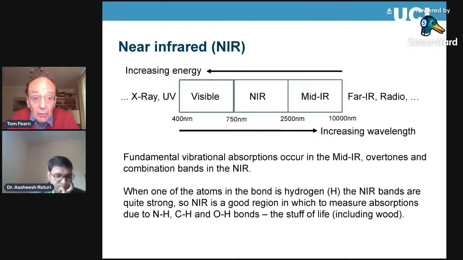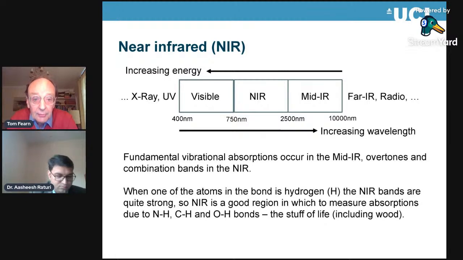And some of those are really quite strong, and in particular, the ones that are of most interest when we do near-infrared spectroscopy are ones involving hydrogen as one of the atoms. And the NIR bands, the overtones and combination bands, are particularly strong when one of the atoms is hydrogen. That's because hydrogen is very light, and so when you put some energy in, it vibrates a long way. One of the consequences of that is that the overtones are quite strong.